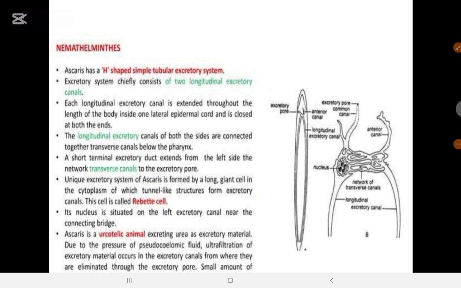So we said they have an H-shaped excretory system, and the excretory system chiefly consists of two longitudinal or lateral excretory canals. Each longitudinal canal extends throughout the length of the body.